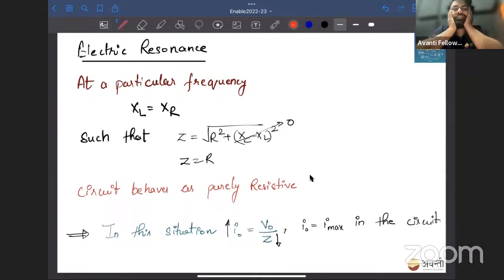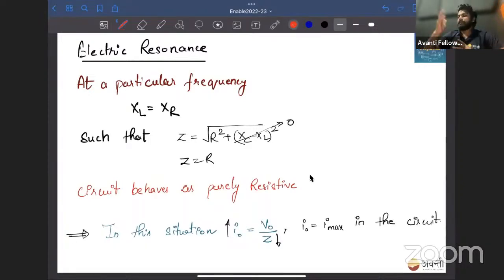Next, let's start electric resonance. Very important topic. Question definitely comes. And it is also a favorite topic of JEE Advanced. So what is the meaning of resonance? I'll tell. Resonance means whenever two quantities are perfect for each other, that basically is the resonance, right?